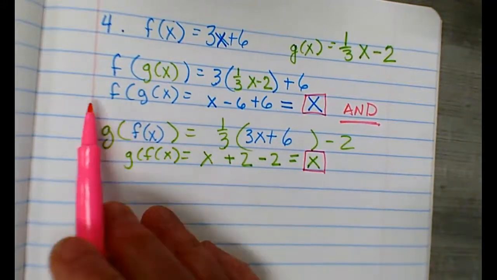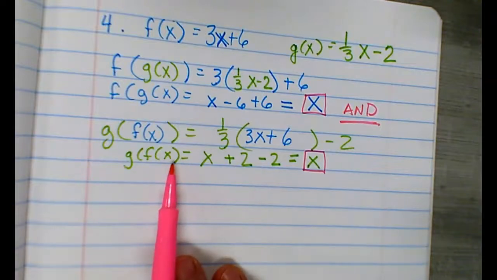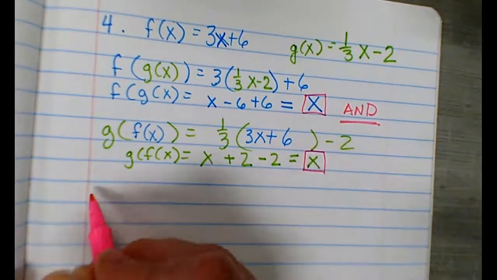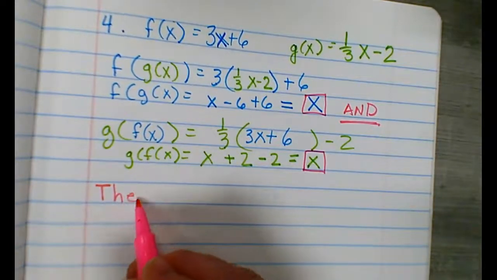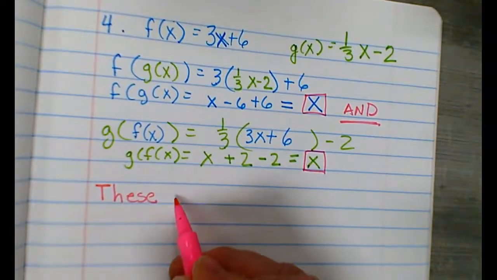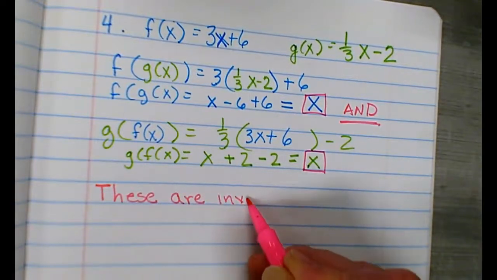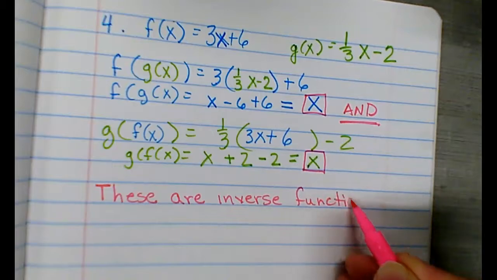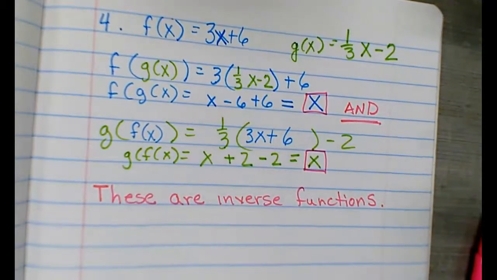If I do the composite, f of g of x and g of f of x, both ways, and both times I come out with an answer x, I can make the conclusion these two functions are inverse functions. That's it.